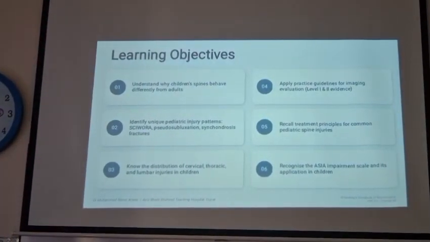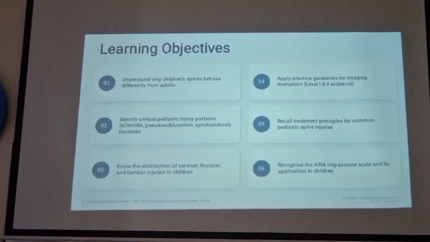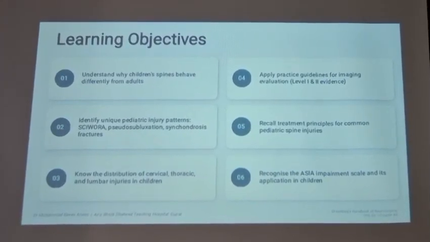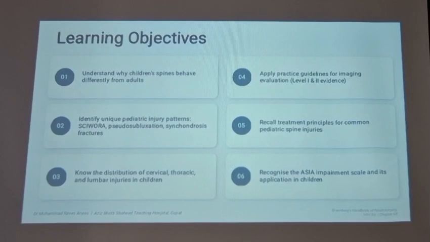In this presentation, the main objectives are: number one, understand why children's spine injuries behave differently from adults. Number two, identify unique pediatric injury patterns like SCIWORA, pseudosubluxation, and synchondrosis fractures. Know the distribution of cervical, thoracic, and lumbar injuries in children, and apply practice guidelines for imaging evaluation, level 1 and level 2 evidence, and recall treatment principles for common pediatric spine injuries. And in the end, recognize the ASIA impairment scale and its application in children.